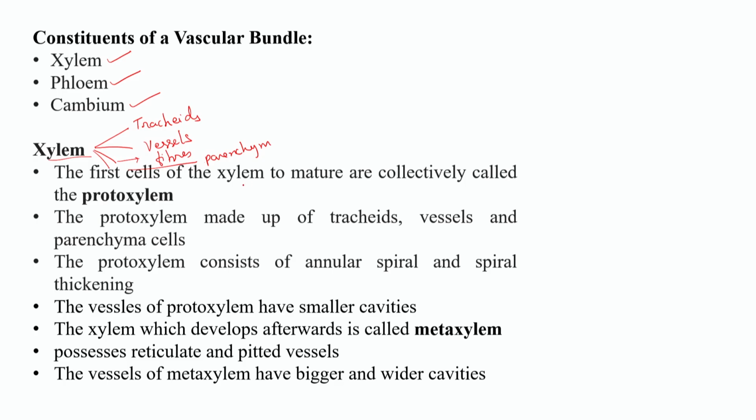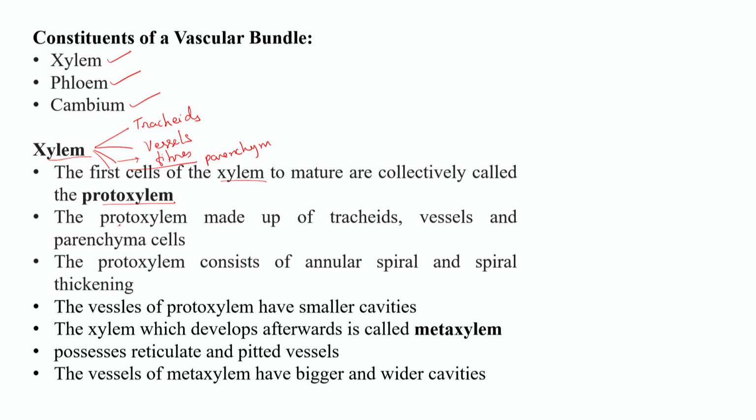Now, the first formed xylem is known as protoxylem. When the plant is growing and developing, the xylem which originates first in the growing tissue is known as protoxylem. Its composition is tracheids, vessels, and parenchyma cells. Here you can see that fibers are not present in protoxylem. Why is it so? Because protoxylem is still found in the growing tissue, so it should have some flexibility to grow. Fibers, as we all know, are highly lignified and have a thick secondary wall, so they have no possibility of growth.